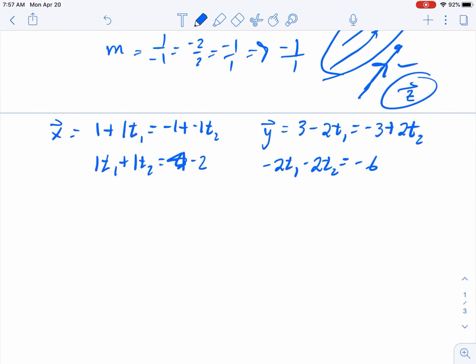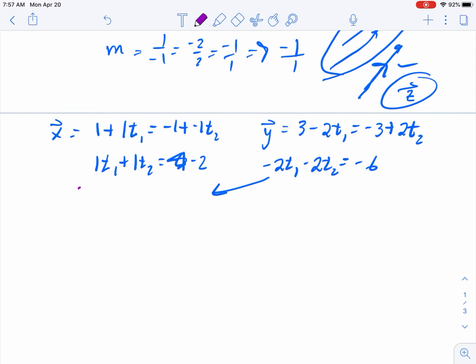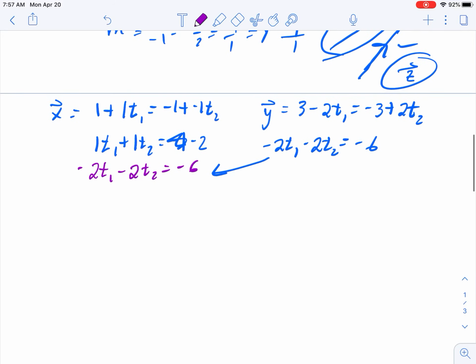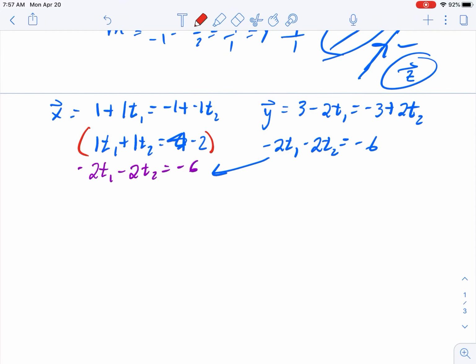Okay. Now, moving this over here. Okay. So I have -2t1 minus 2t2 equals -6. Okay, so now if I multiply, let's say, this one here by -2.